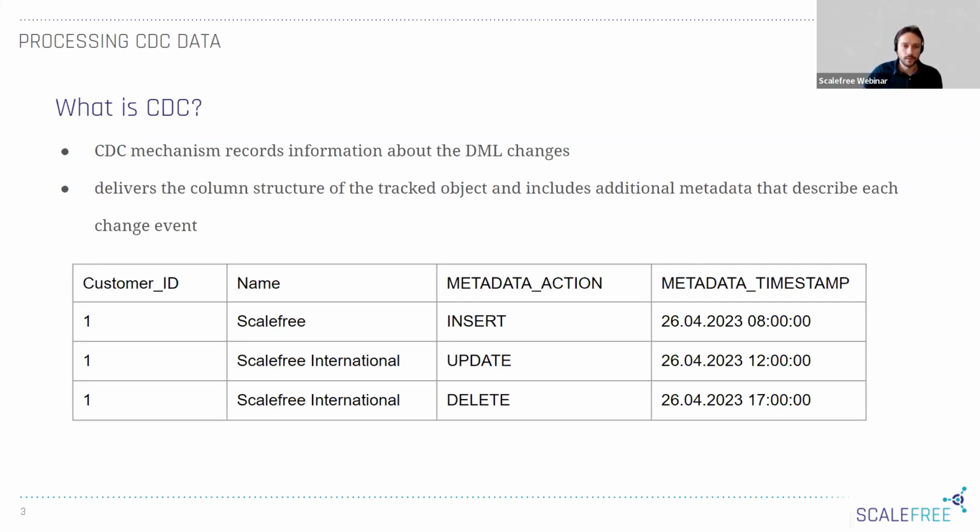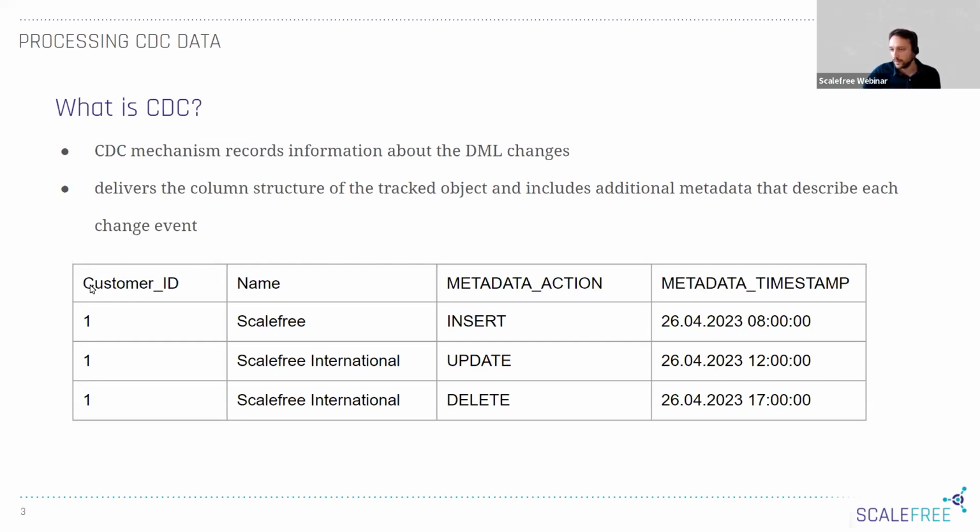Yeah, so let's start with what CDC data basically is. CDC is a mechanism that records information about the DML changes. So it delivers the column structure of the tracked object and includes additional metadata that describes each change event. This is the minimum metadata that we actually need, but there's a lot more. For example, the metadata action: insert, update, delete, and when the change took place, the metadata timestamp. And then we have the complete payload of the tracked table.